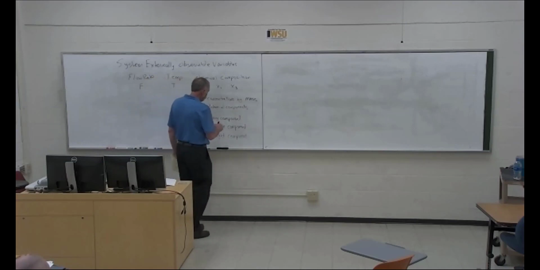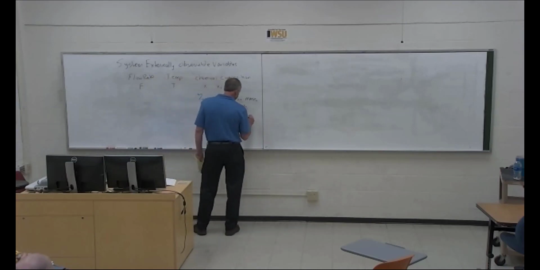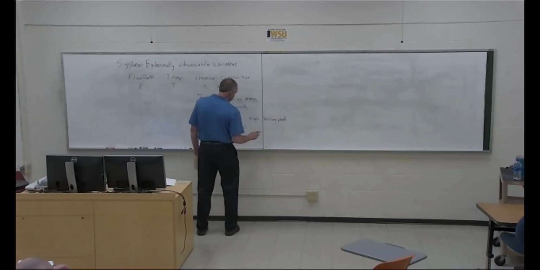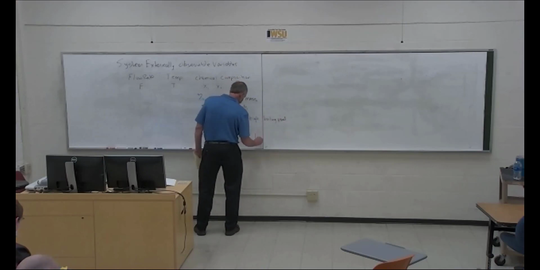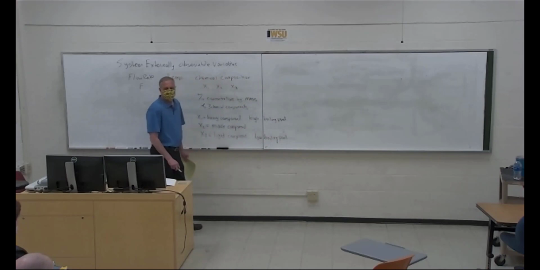And by heavy, middle, and light, heavy means it has a high boiling point. And the light means it vaporizes easy, so it has a low boiling point. It easily boils.